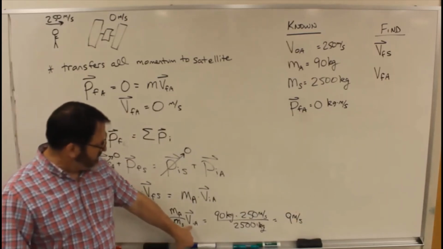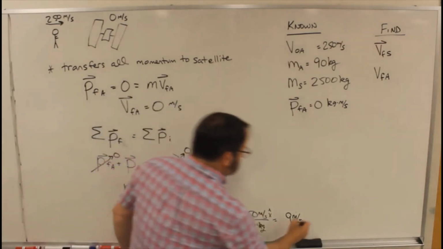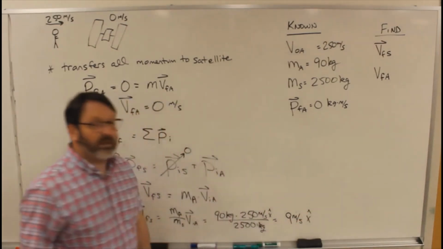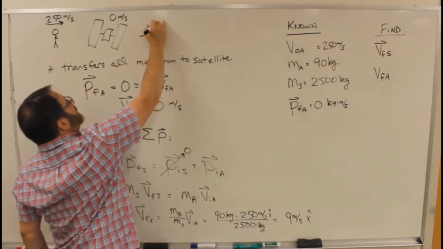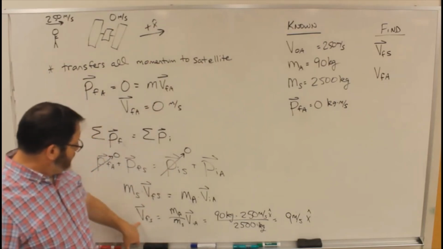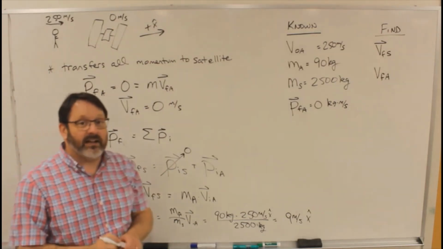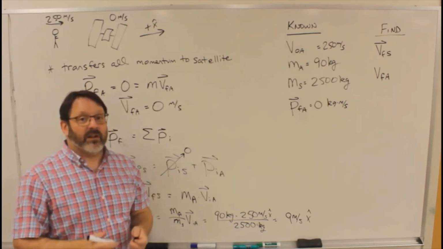And since this was in the positive x direction, this will also be in the positive x direction. So you can either define in your picture that's the positive x direction, or you could give your answer for the velocity of the satellite as: the satellite would go in the same direction that the astronaut was originally going.